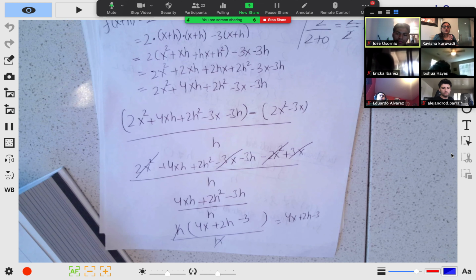Any doubt with this problem? This thing you're definitely going to get a problem on in your test, in your quiz. This is very, very important. Any doubt with this thing? Okay.